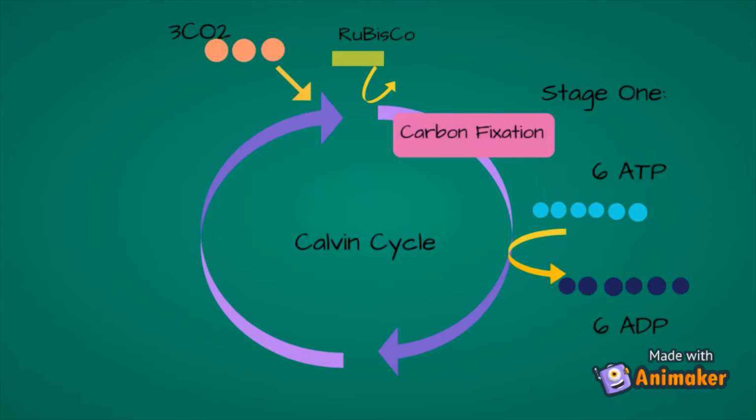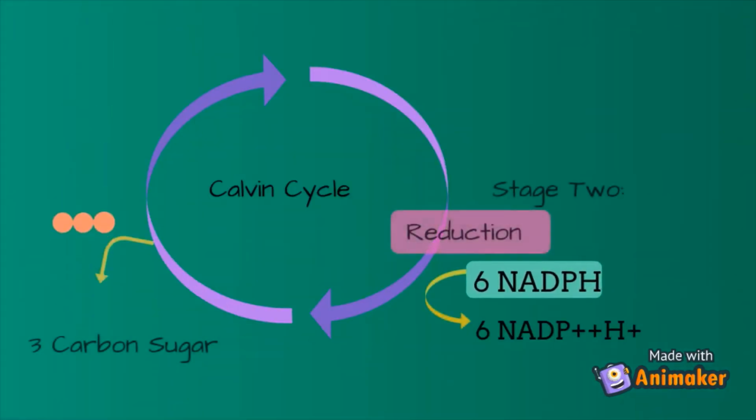This then leads up to the second stage of the Calvin cycle, reduction. ATP as well as NADPH compounds are used to convert the 3-PGA molecules into a 3-carbon sugar known as glyceraldehyde 3-phosphate, or G3P. NADPH donates and reduces its electrons to a 3-carbon intermediate in order to make the G3P.